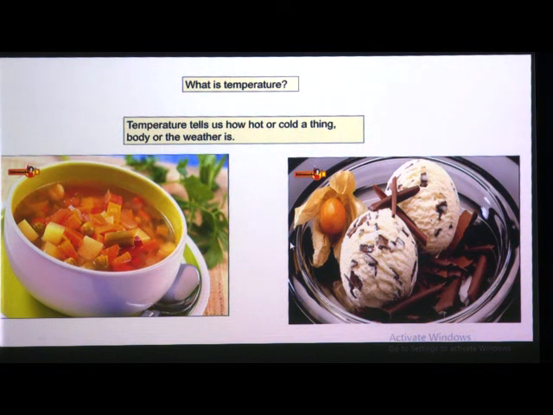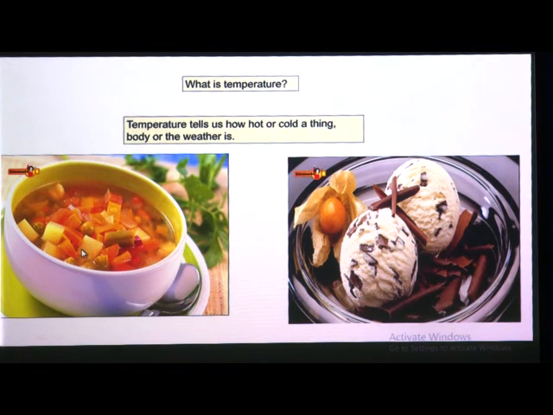Now, by seeing this picture, you might be thinking why ma'am has given this picture. What is temperature? My question is, what is a temperature? Daily we use the words: today's temperature is high, today it is too cold, so temperature is low. Here, by seeing these two dishes, this is a vegetable soup and this is an ice cream. Can you find out what will be the temperature of the soup and what will be the temperature of the ice cream? Here temperature tells us how hot or how cold a thing or body or a weather is.